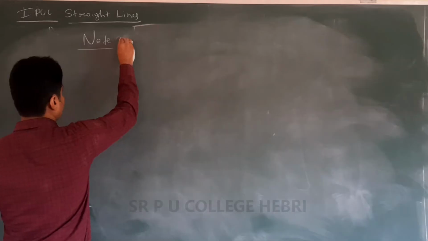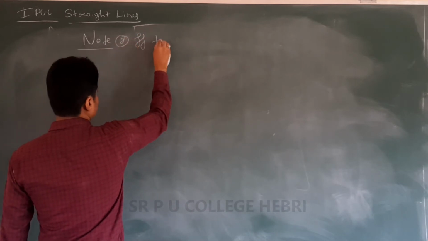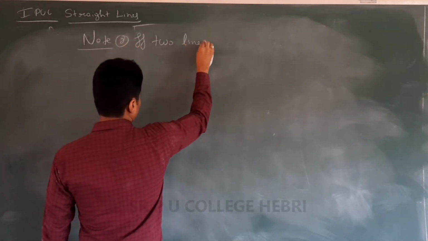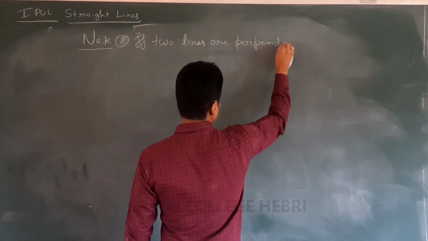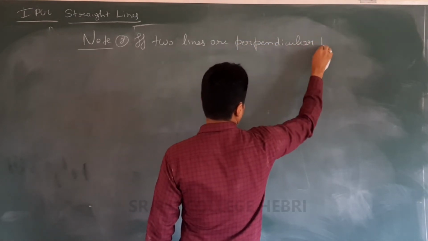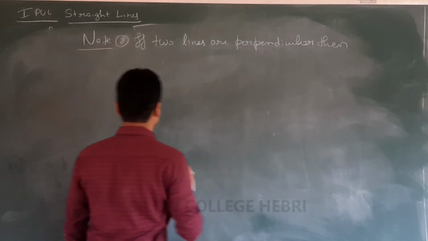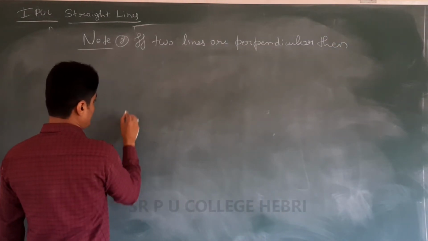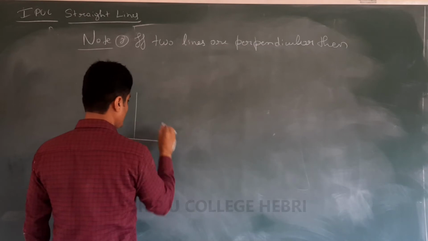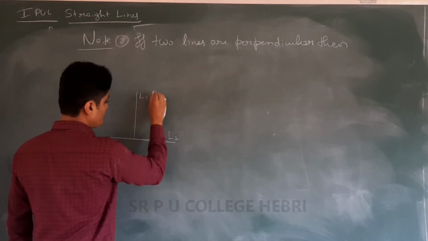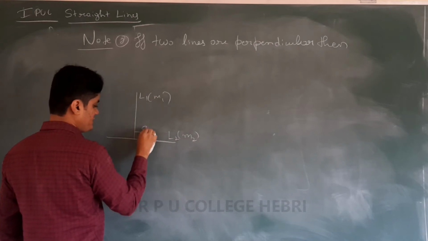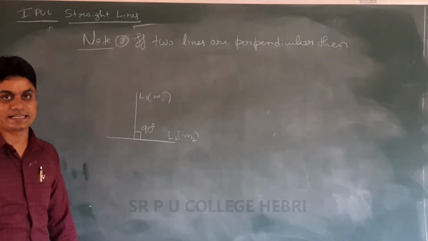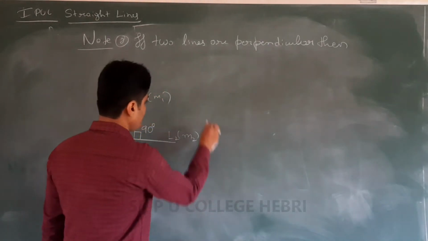Understood? Second note: if two lines are perpendicular, then I'll not write the answer, I'll just write the reason first. Okay, if two lines are perpendicular, like this is L1, this is L2 with the slope m1 and with the slope m2, and the angle between them is 90 degree.